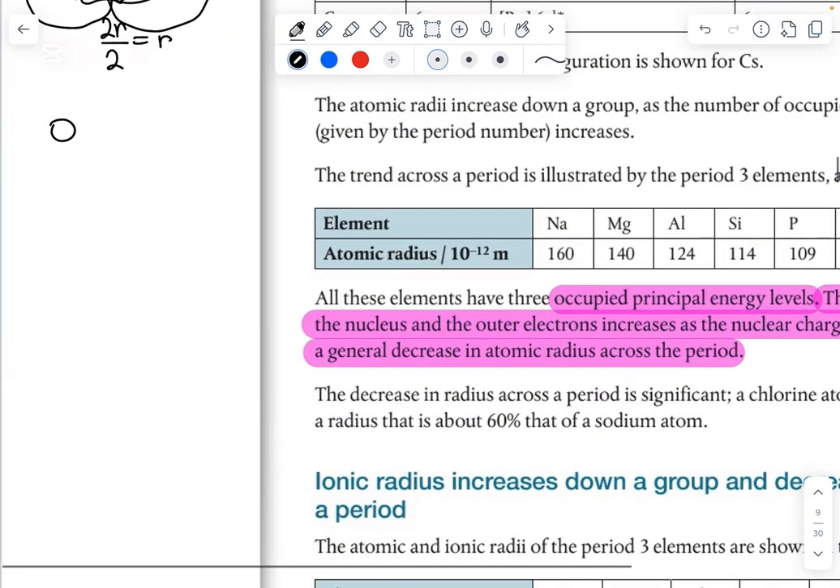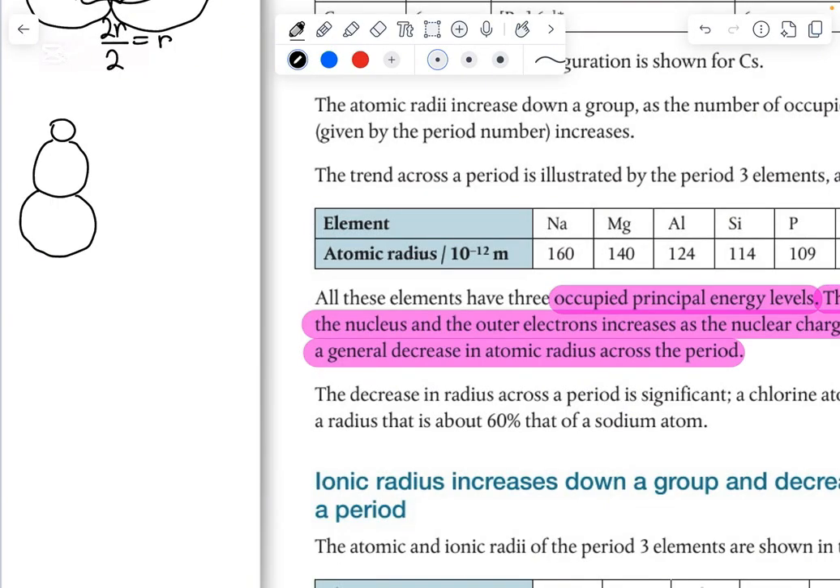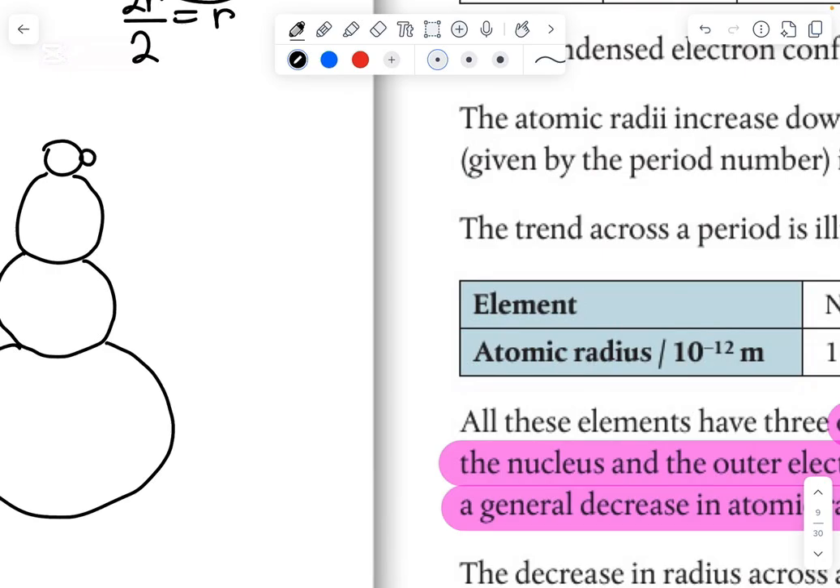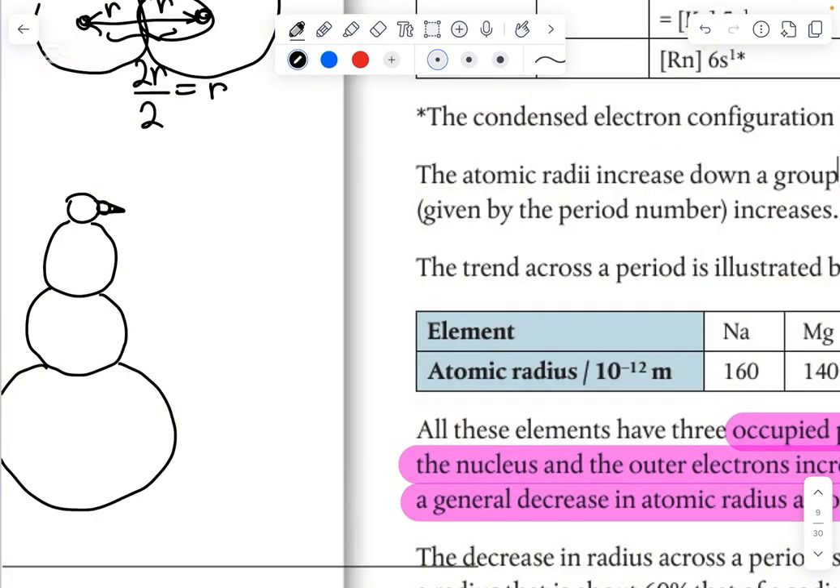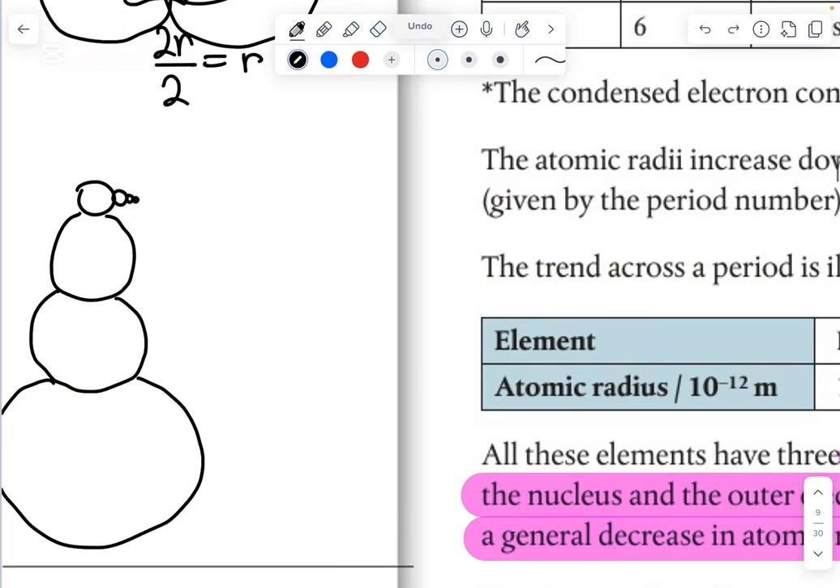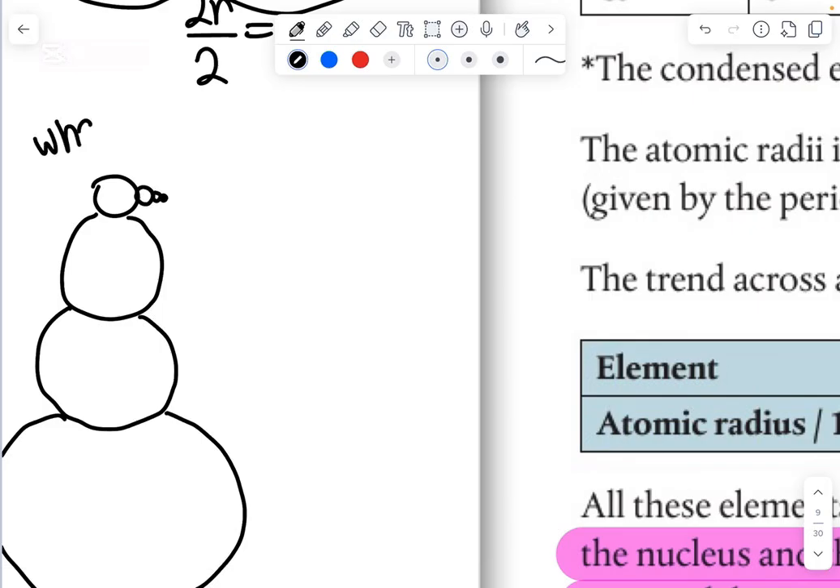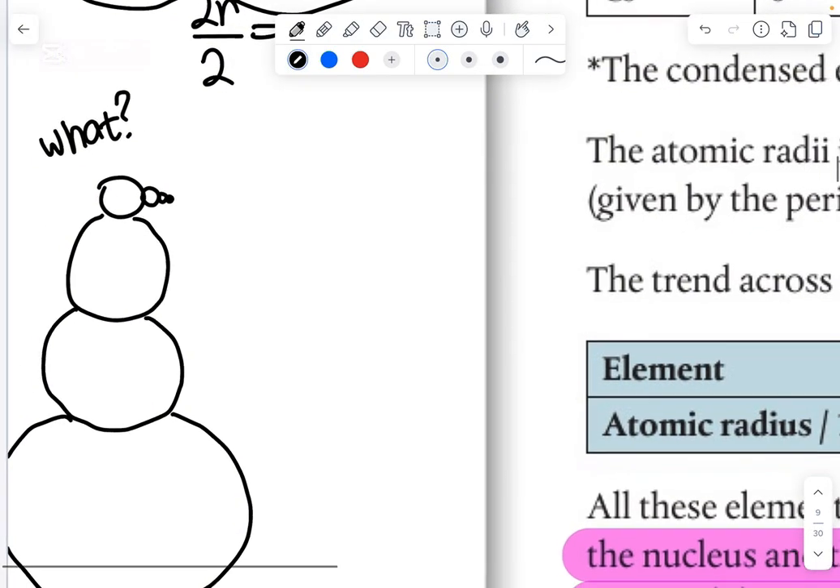So let's just draw a little snowman. It's got to be facing the right side, though. It's very important. It's going to get bigger as it goes down, and over here it's going to get smaller as it goes right. You can think of that as its carrot nose and these circles as its body. So what does this say about atomic radii?